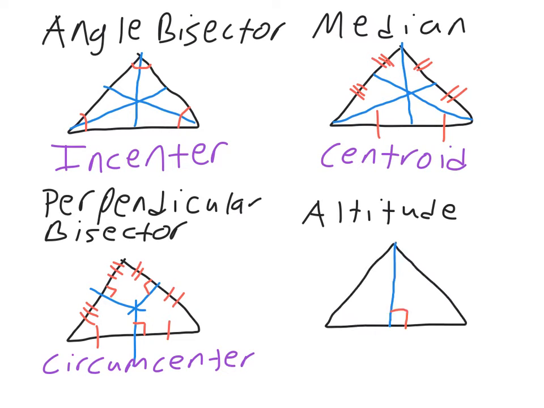And finally, an altitude is if you draw a line from a vertex down to the opposite side, it will intersect the opposite side at a 90-degree angle. The altitude is usually used to find the height of a triangle. And if you were to draw all three altitudes, you would get what's known as the orthocenter.